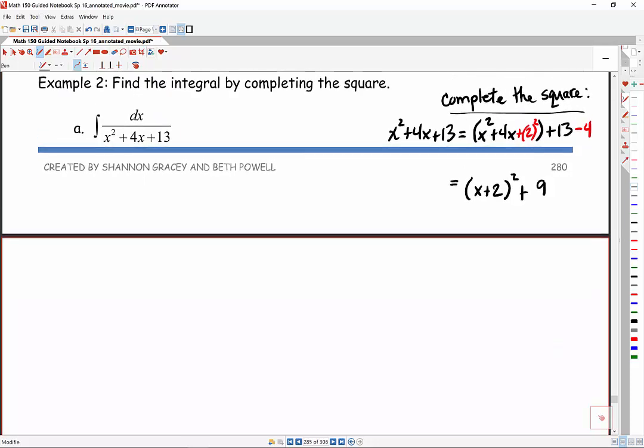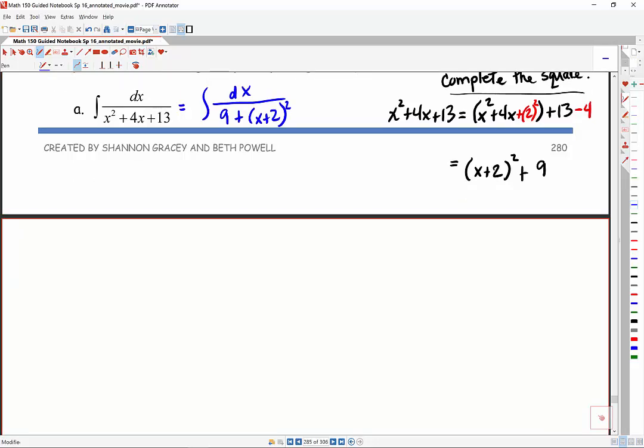So now let's take a look. We completed the square. So when you go back here, this will be equivalent to the integral of dx over, and if you switch them around, you'll have 9 plus x plus 2, the quantity squared. So is that looking like anything interesting? Good. It's looking like our arctangent result, right? So let's just sort this out.